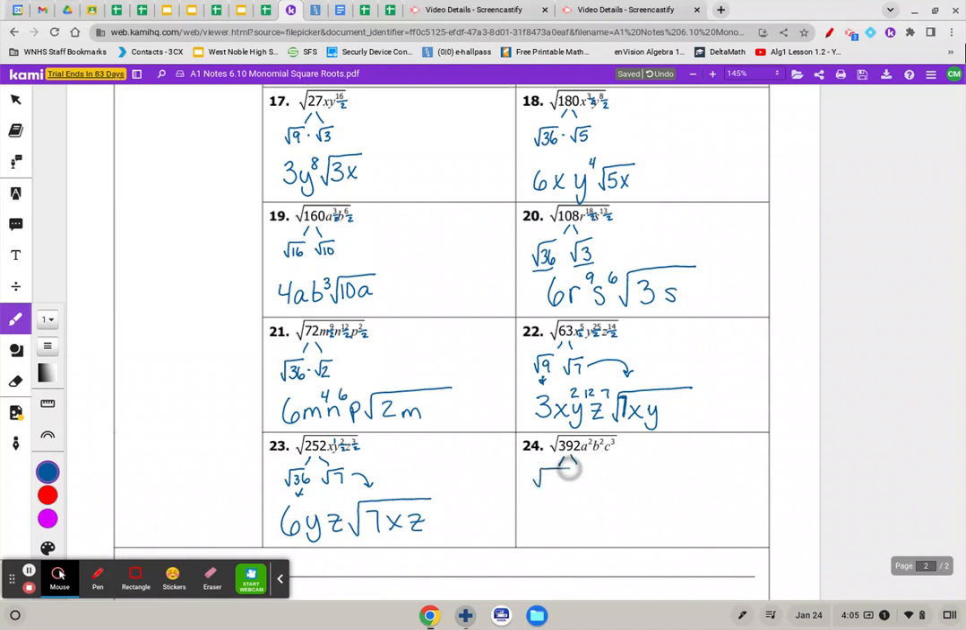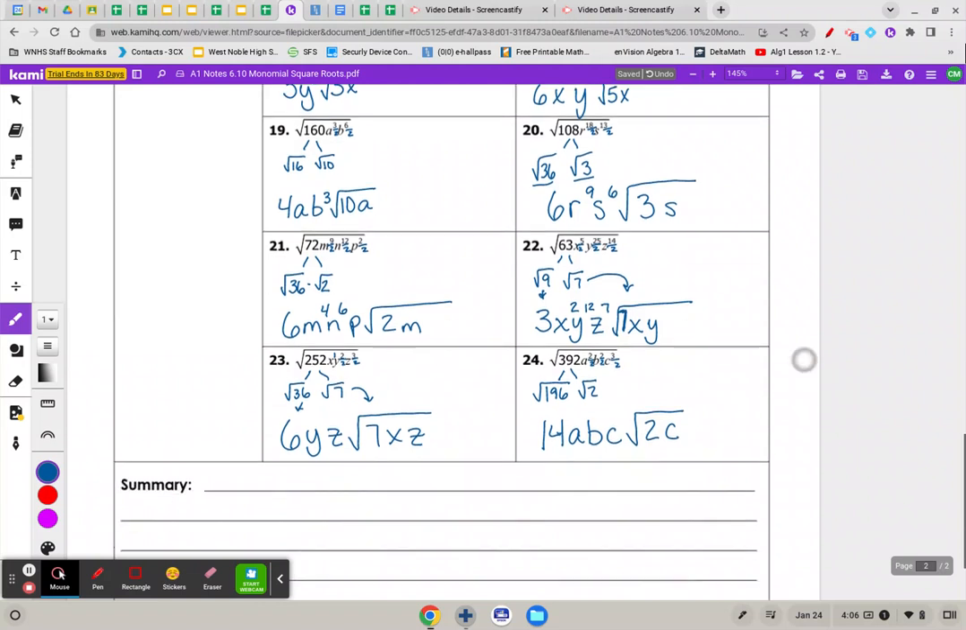Lastly, we take the square root of 392. This splits into 196 and 2. Divide the exponents all by 2. We get 14. A to the first, b to the first, c to the first. Then we have a square root of 2 and 1c left over.